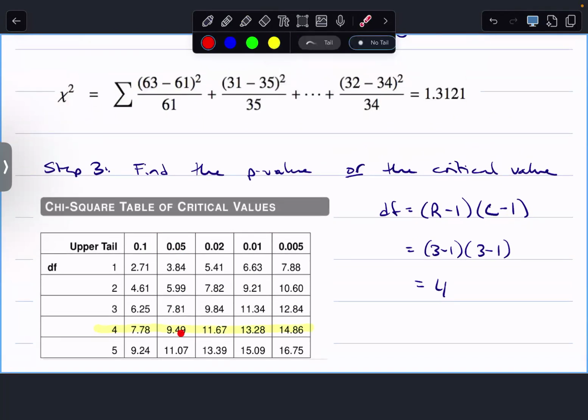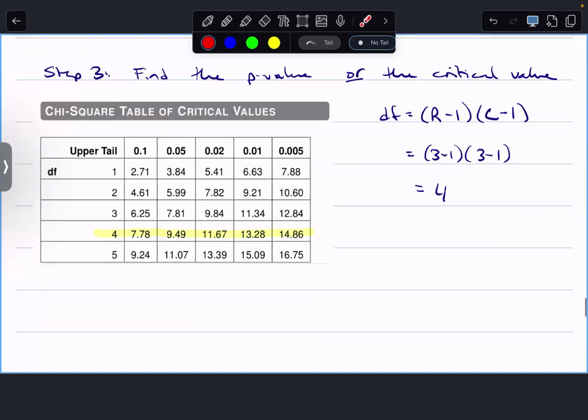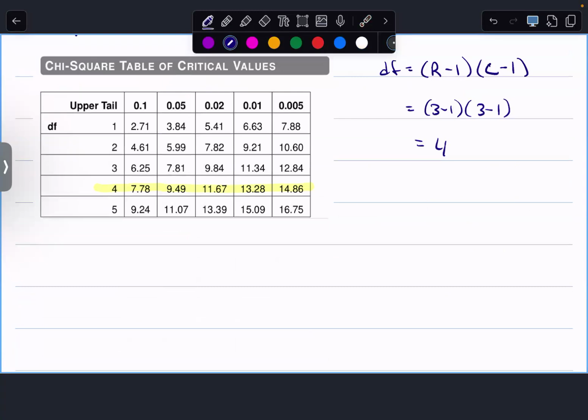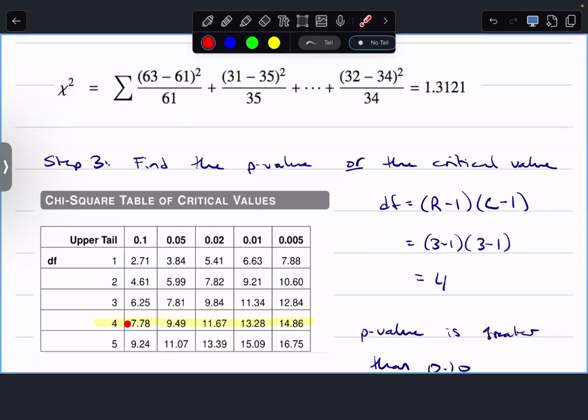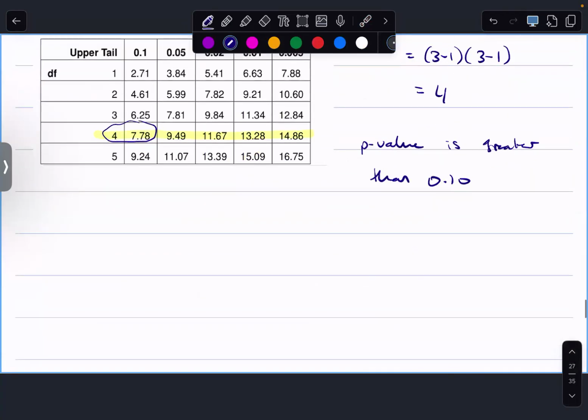Regardless of if you're using the critical value approach or the p-value approach, we're not going to reject H naught either way, right? And so step 4, or I'll say the p-value is greater than 0.10, right? Because 1.31 is somewhere over here. Not even close to 7.78. That's okay. Just means we don't have enough evidence to reject H naught. So step 4.